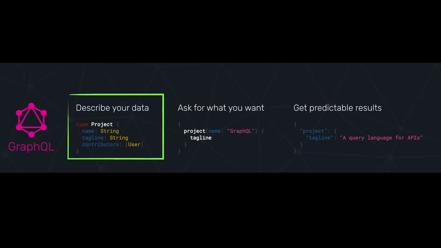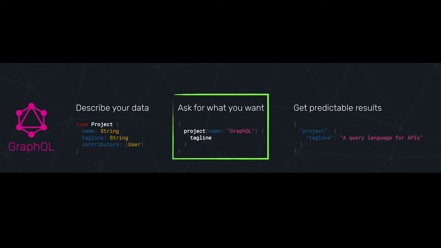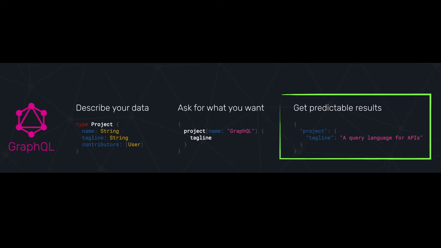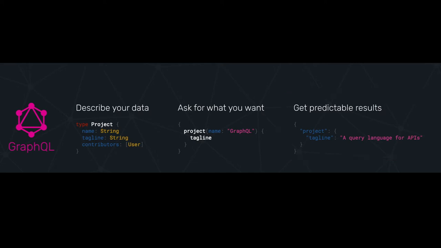So you can describe your data to get exactly what you want. So in this case, it's about projects. So we have the description of the data. This is called the schema. We have the project that has a name, a tagline, and contributors. And we can see that the contributors are from type user. So we have a strong type data. Then the client will ask what they want. So it just wants the project named GraphQL and it wants the tagline. It doesn't want the contributors. And then it gets the result, the project tagline. And that's it. It's pretty straightforward. So you don't need to create another endpoint if you want to show the contributors. The client should ask for the contributors.